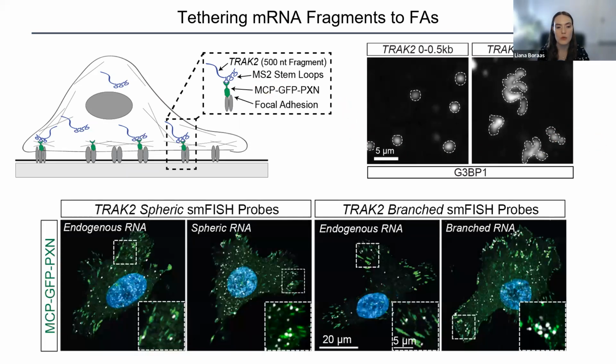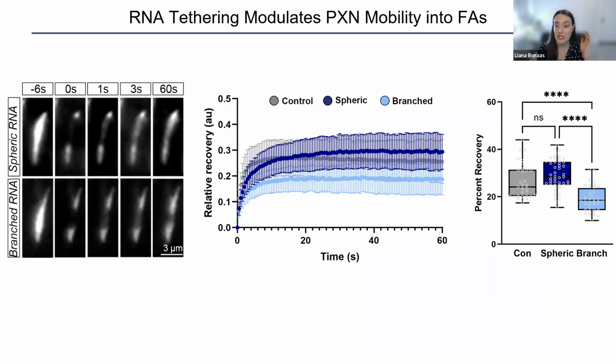With this, we used single molecule FISH to validate that we got these clusters and an increased number of our spheric or branched RNA at focal adhesions compared to just the endogenous. We do still have the endogenous, but we now have this increase because of the way the tethering assay works. The first thing that we studied with this technique was paxillin protein mobility.